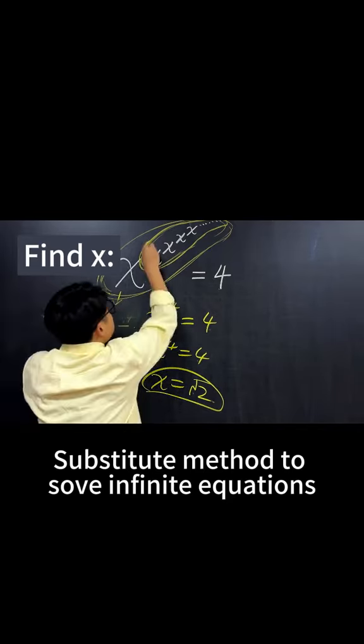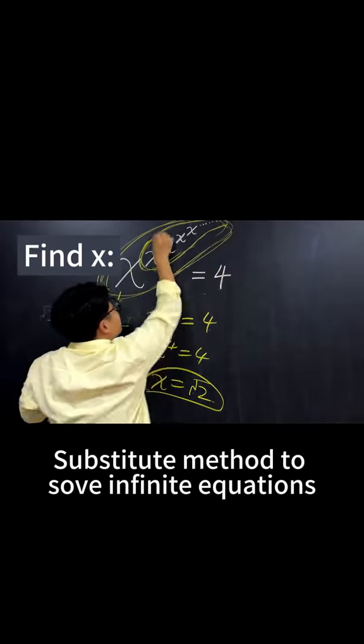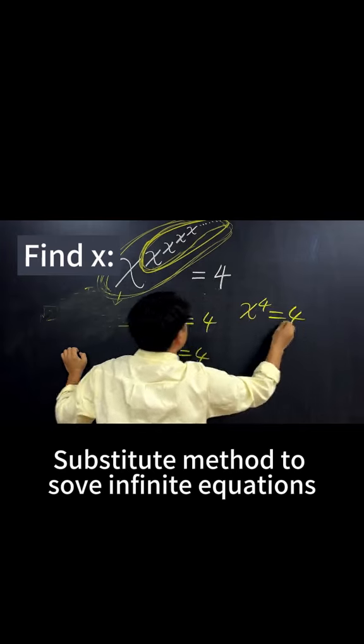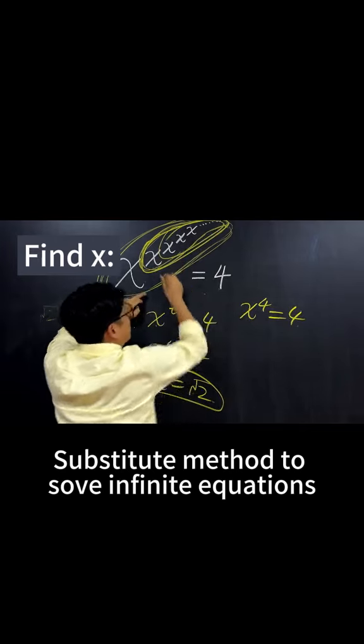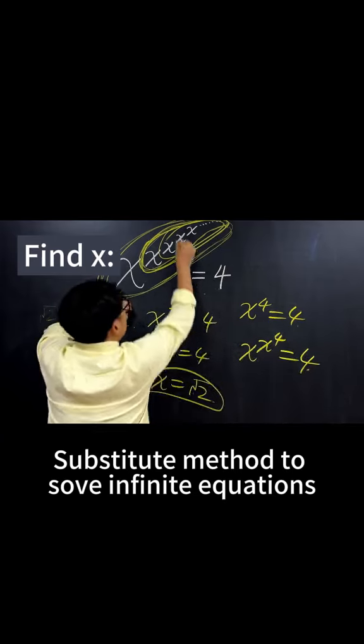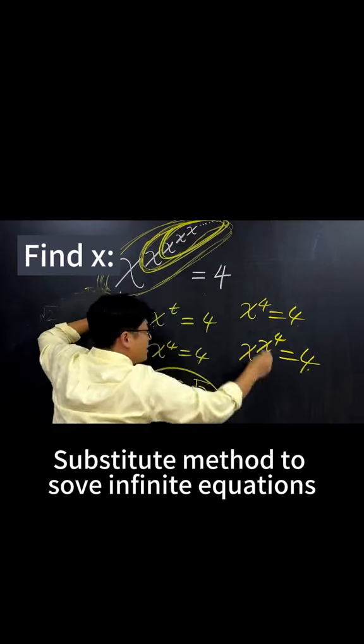If that's hard to verify, let's try another method. This whole chunk is equal to 4, right? So this whole chunk is also equal to 4. That means x to the 4th power equals 4. And from this chunk, it's also 4. So x to the 4th power also equals 4. Everyone, from this chunk, it's also 4.